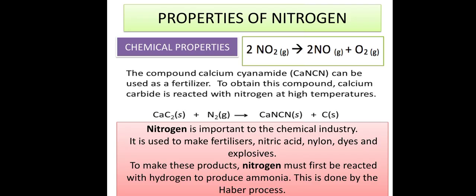Now let us discuss properties of nitrogen. Physical property, if we discuss, at ordinary temperature and pressure, nitrogen is a colorless, odorless, tasteless gas. It is slightly lighter than air and slightly soluble in water. Then chemical properties of nitrogen.